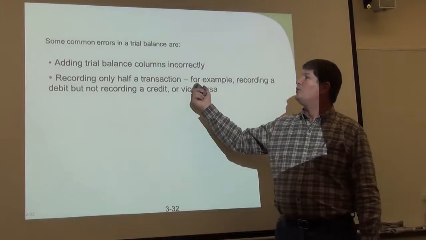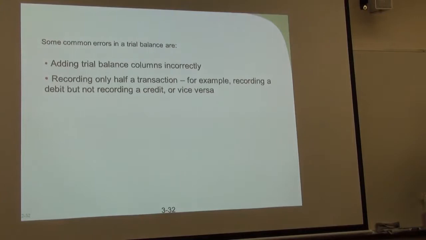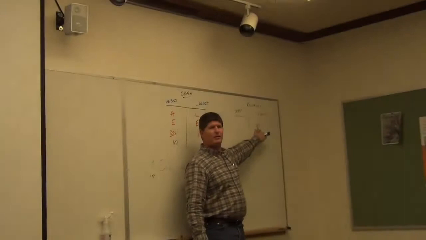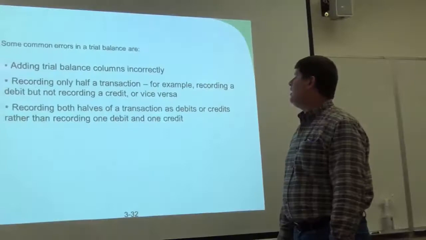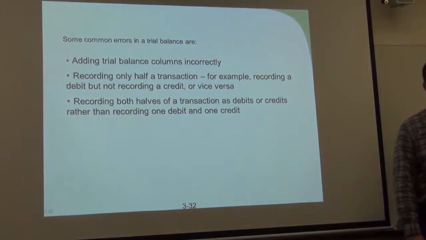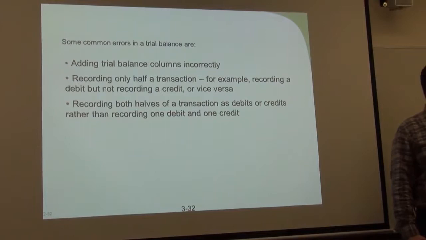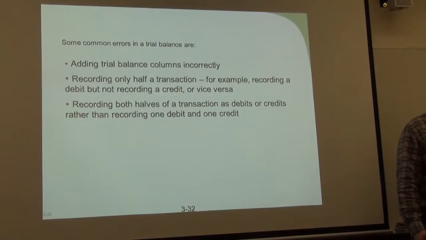Remember our sale when we sold the pen for 10 bucks? We got cash. What did we give up? The pen, the sale, right? What if I only recorded the cash and not the other side? I'm out of balance, right? Everybody understands that. That's a common boo-boo. The other one is recording them both as debits or both as credits. Are we in balance at that point? No. We're out of balance by twice the amount, right? If I recorded them both as debits, I'd be out of balance by 20 bucks, correct? Okay.